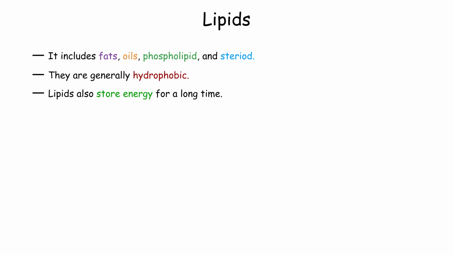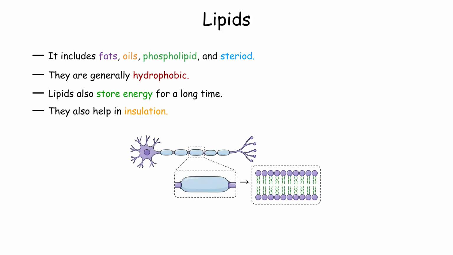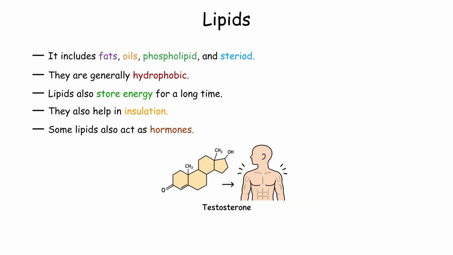So while carbohydrates provide quick energy, lipids work more like long-term energy storage molecules. They also help in insulation. For example, the myelin sheath around many neurons contains lipids and helps electrical signals travel properly. Some lipids also act as hormones, which means they help in chemical communication inside the body.